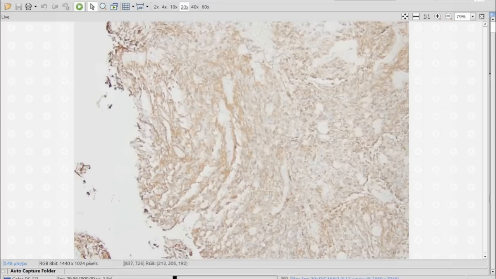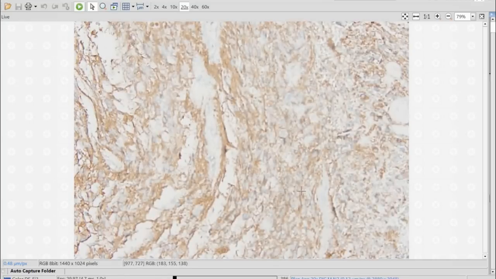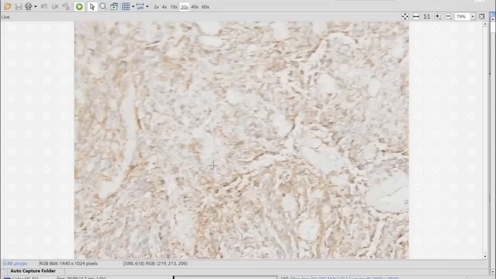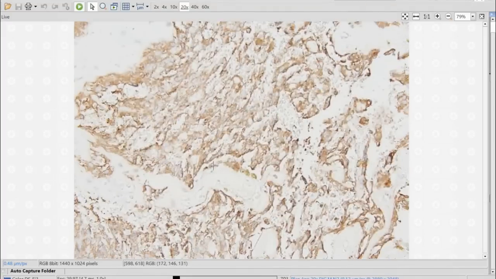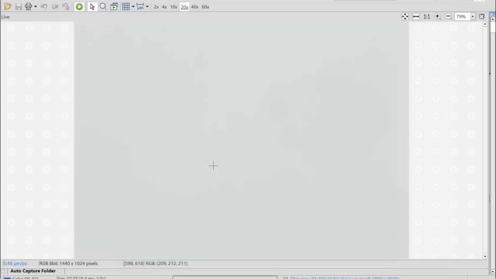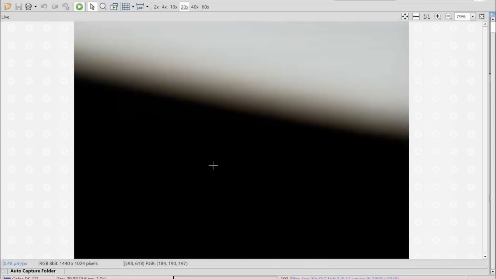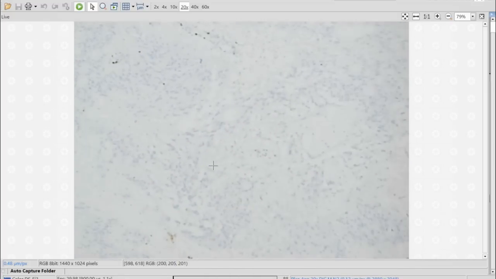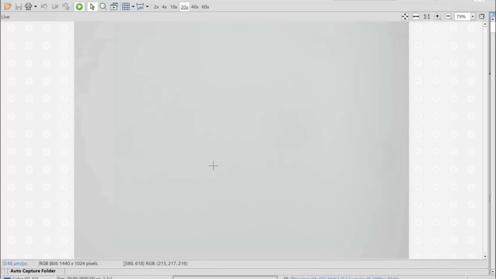The cell in between can be variable. They can be altogether negative, actually. But you can convince yourself that around these vessels, you have some GFAP staining. It's one of the key immunohistochemical features of ependymal tumors. And here you have the Ki-67 in this case documenting a low proliferation. There's some stuff there in the blood, but it's a tumor that has a low proliferative index.